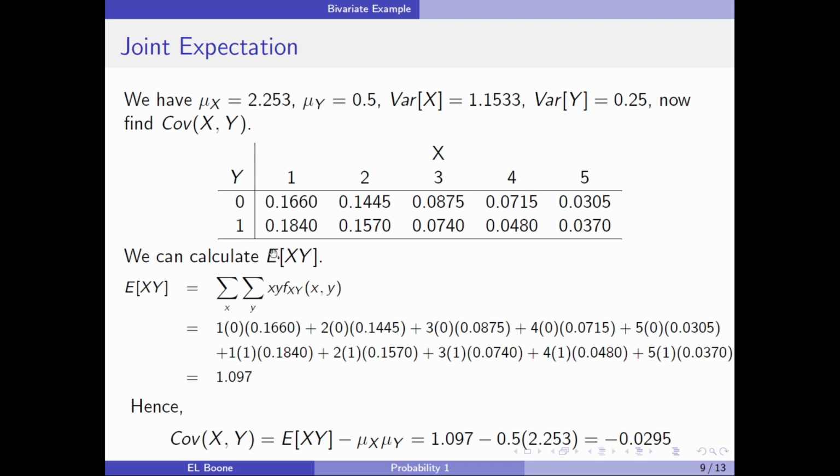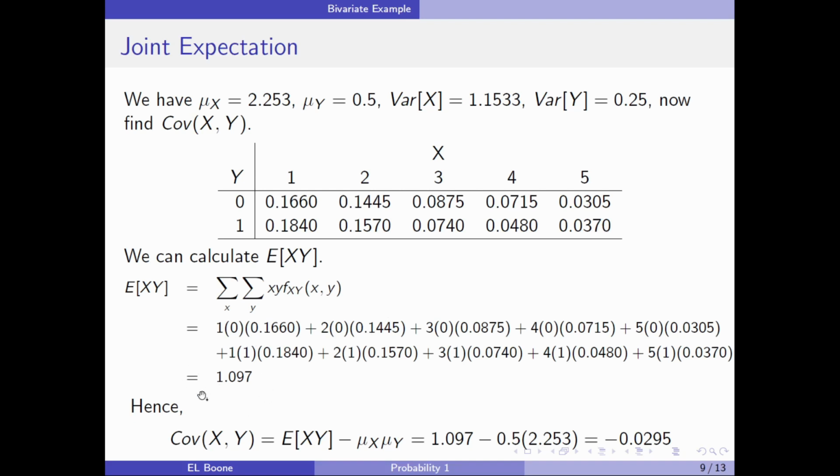Here we're going to have to calculate the expected value of XY, which means we're going to have to use the joint distribution. So every place that we move along, we're going to multiply by both x and y. So the first one is x equal to 1, y equal to 0 times the probability. X equal to 2, y equal to 0 times the probability. X equal to 3, y equal to 0 times the probability. And so on as we go down through until we have 1 times 5 times the probability.